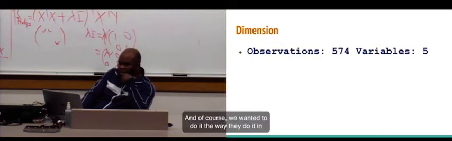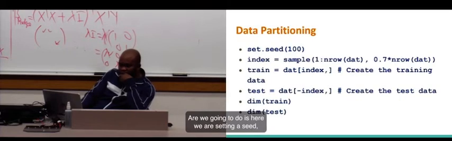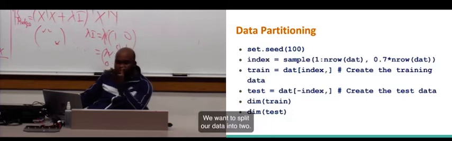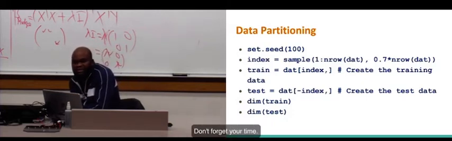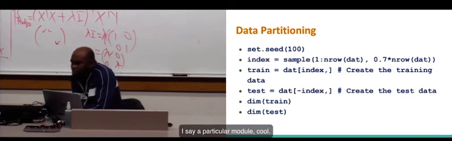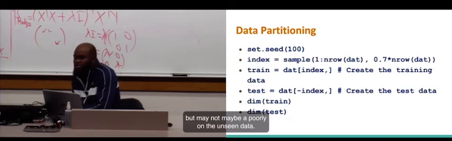And of course, we want to do it the way they do it in machine learning, because we now have an agreement between statistics and machine learning. Here we are setting a seed. We want to have the same data. We want to split our data into two. Don't forget, the other time I said a particular model could behave well on the training data, but may behave poorly on the unseen data.